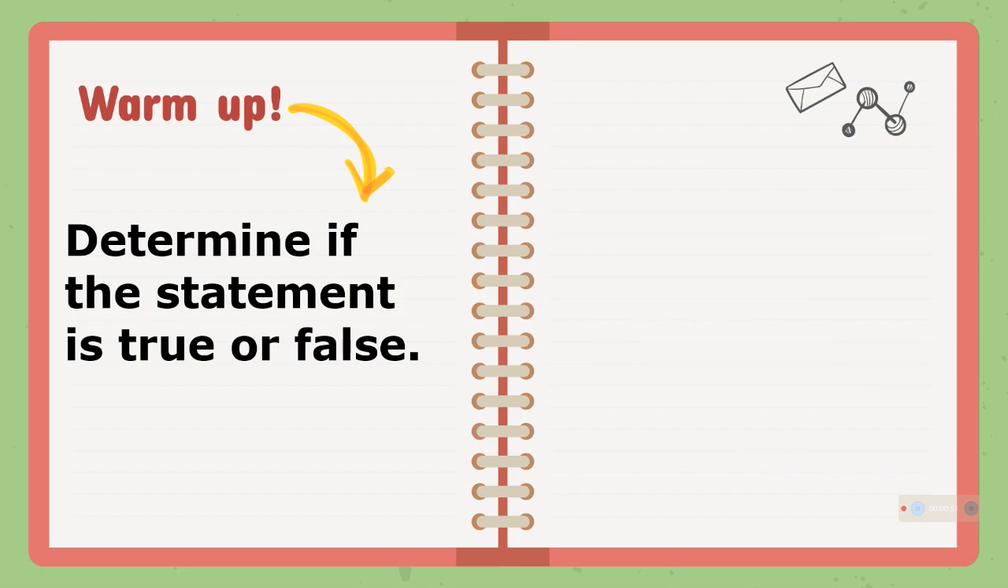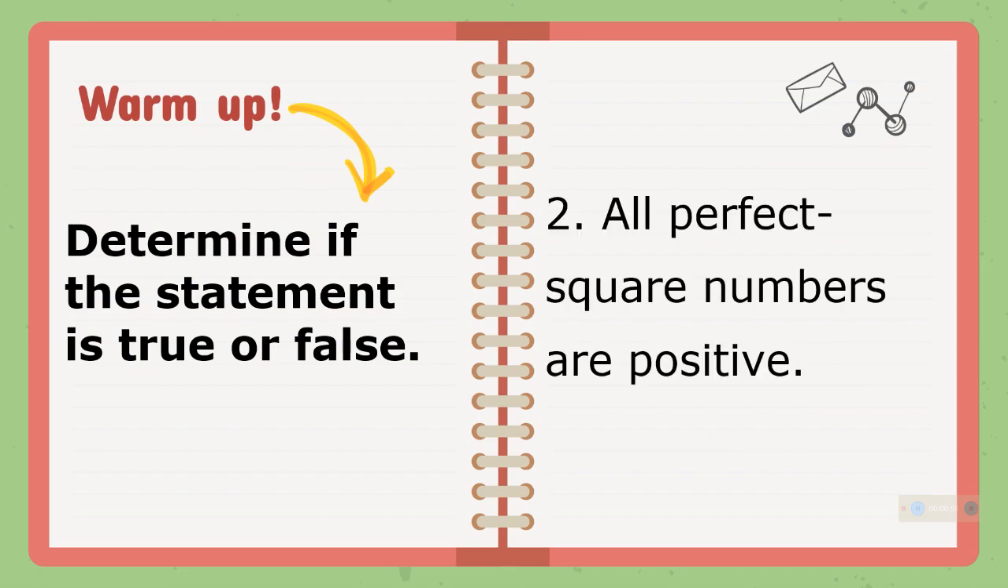Next, for number 2, let us have: all perfect square numbers are positive. Is it true or false? Your answer here should be correct, true. Because when we say perfect square numbers, those are the numbers that you get by multiplying a number twice by itself. If you multiply positive times negative, you get negative. But since we are having perfect square numbers and you multiply negative times negative, your answer is still positive.